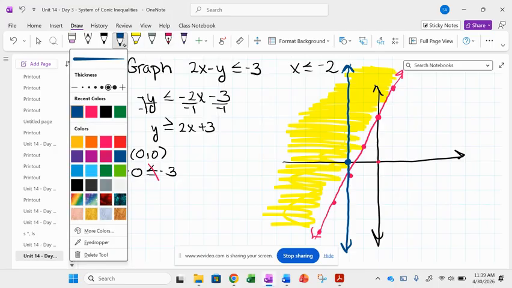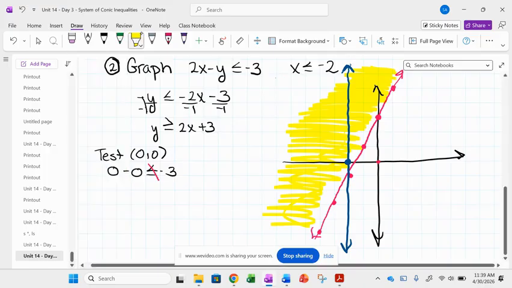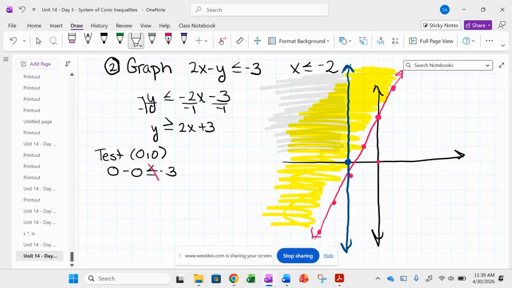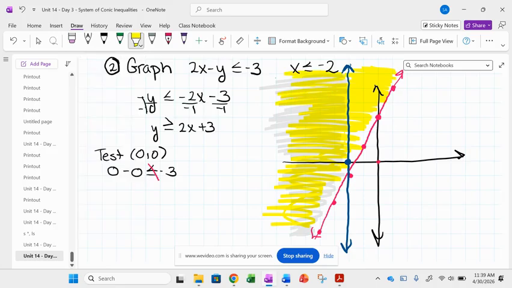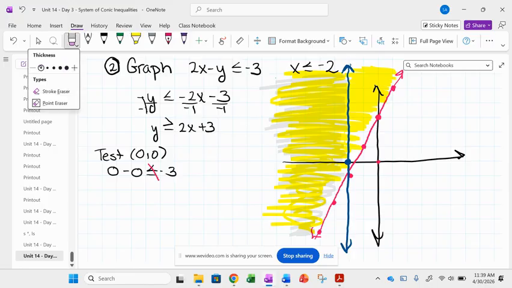Since it's to the left, let's go green here. Actually, what color should I highlight? Gray. Highlight gray. And my solution is going to be everywhere that's yellow and gray. So my solution set is the overlap of the yellow and gray, which is going to be this area right here. So I will erase it so you could see what the solution is.